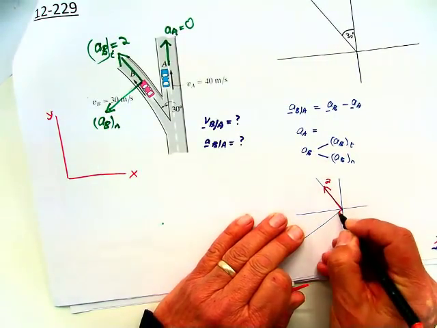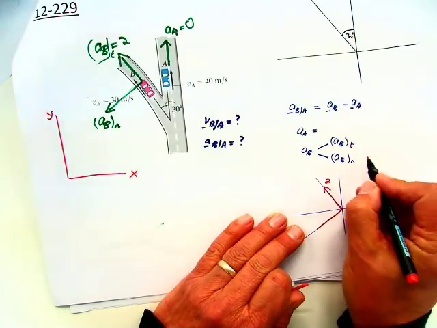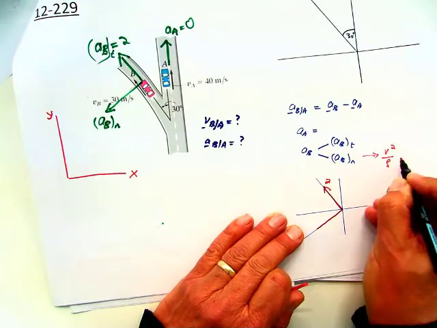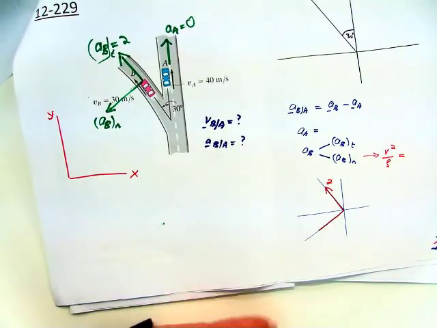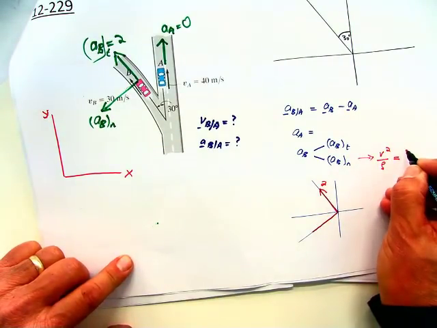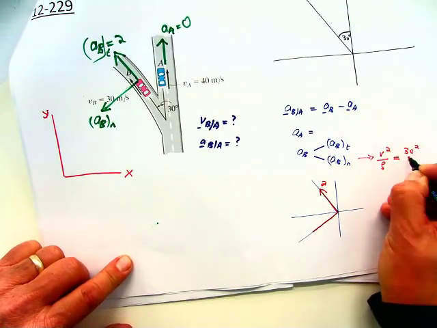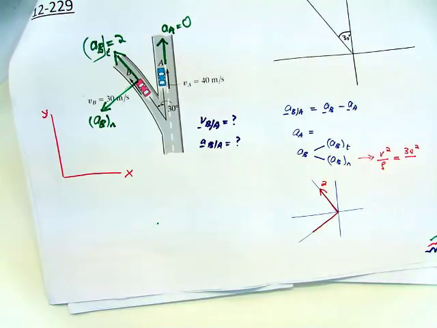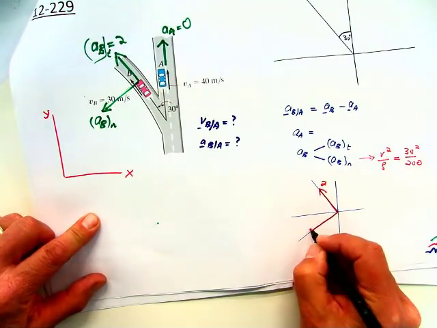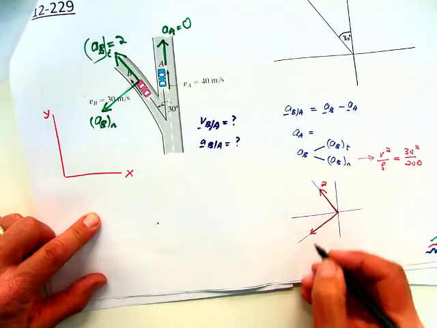And this one is, this normal component is B squared over rho. B squared is 30 squared. That's right, 30 squared. And the radius of curvature is 200. So then you can work out what this normal component is.